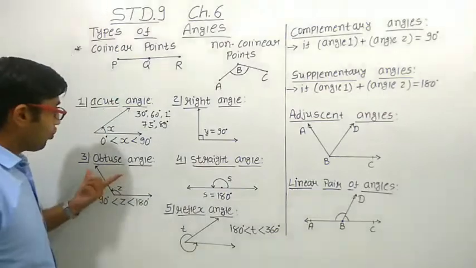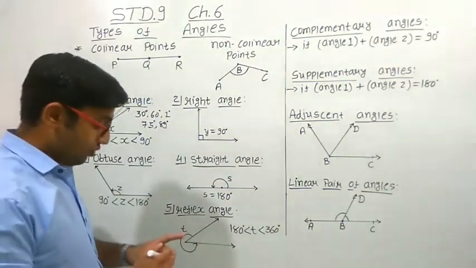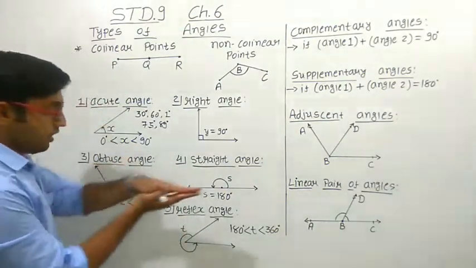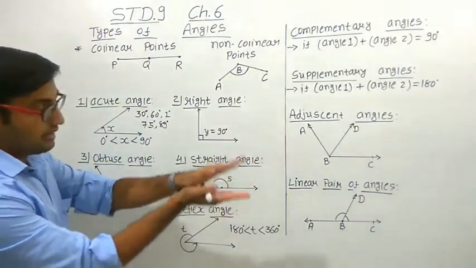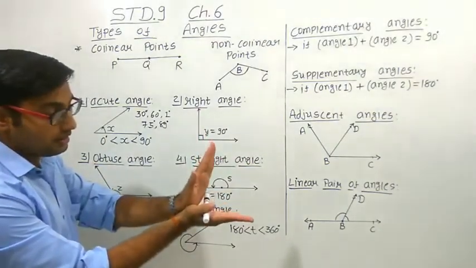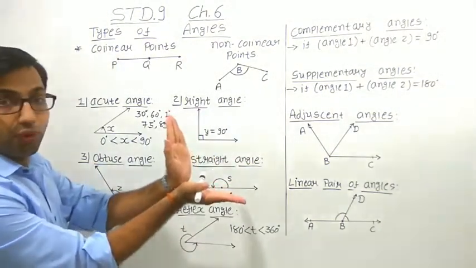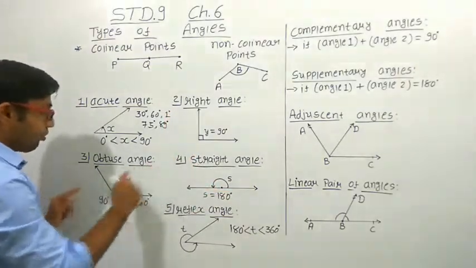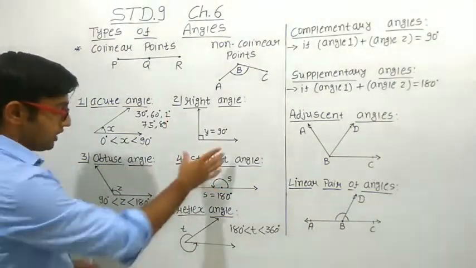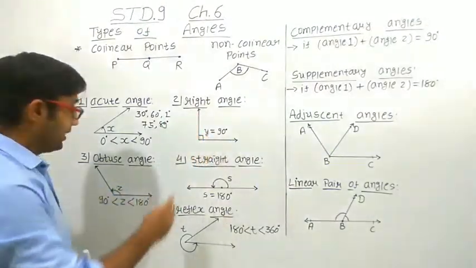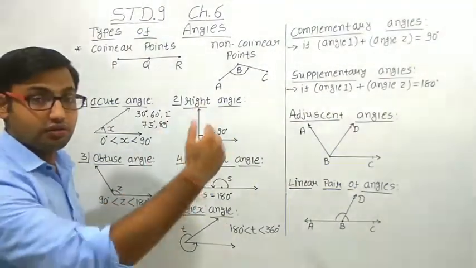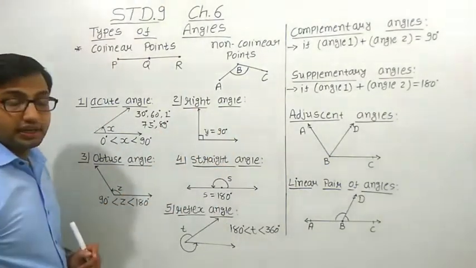The third type is the obtuse angle. Now see, this is an acute angle, this much, this is a right angle. We open the hand this much. Now open the hand more, we get an obtuse angle. So an obtuse angle is obviously greater than 90 degree, but up to what level? Less than 180 degree, right?